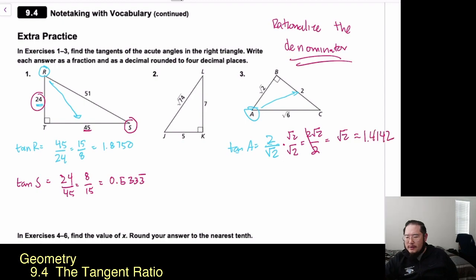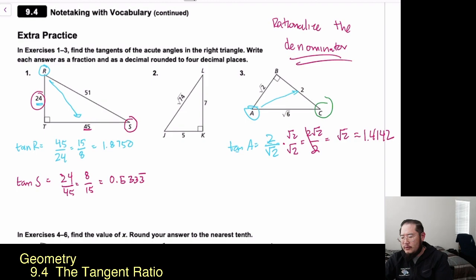Let's go ahead and do the same thing with the other acute angle, which happens to be C. So we got ourselves next tangent C. That's equal to the opposite, which is rad 2. The adjacent this time is 2. It's not square root of 6. You've got to be careful with that. Why is it not square root of 6? Because that is the hypotenuse, and we don't use that side right now. We use that for other trig functions, but not for tangent.